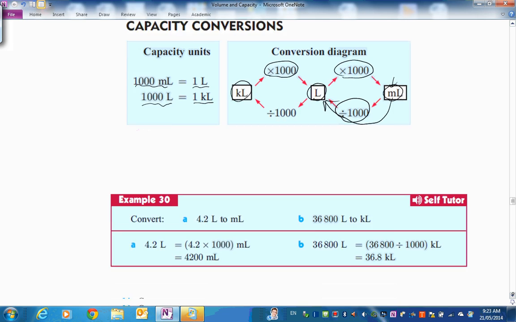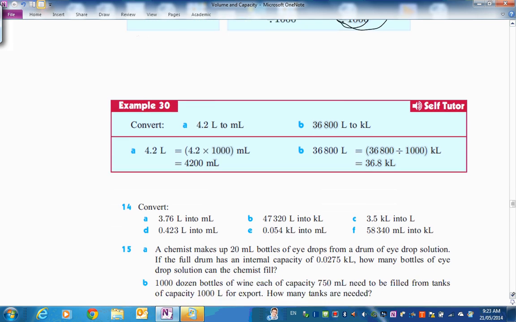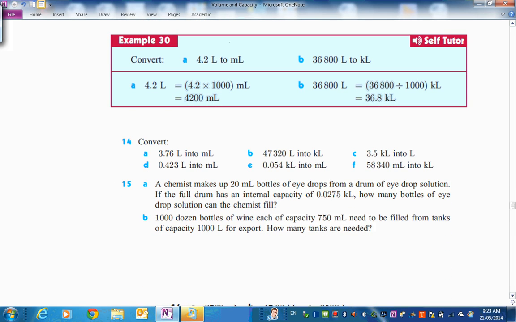Let's have a look at some problems now. Or maybe just bring all these up. Let's convert 4.2 litres to millilitres. Litres are bigger than millilitres. So you're going to have more little ones. How many? Milli is 1,000. So you'll times because you want more and by 1,000.